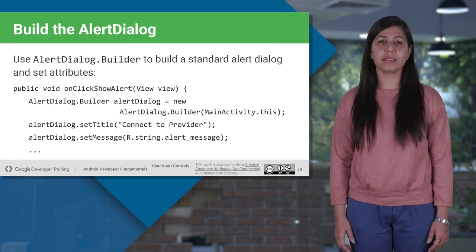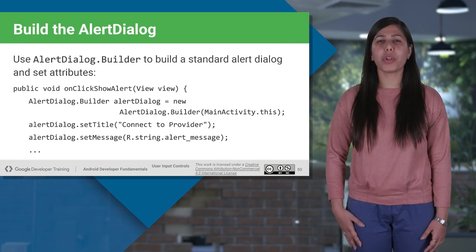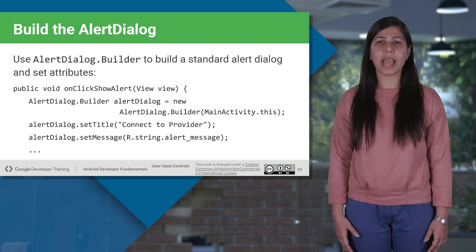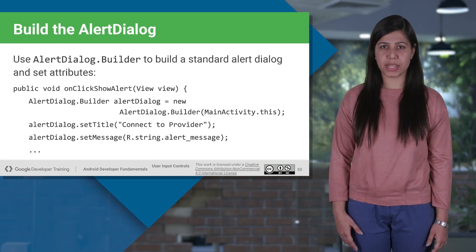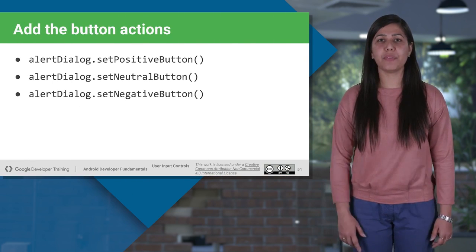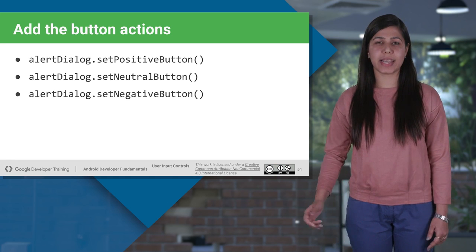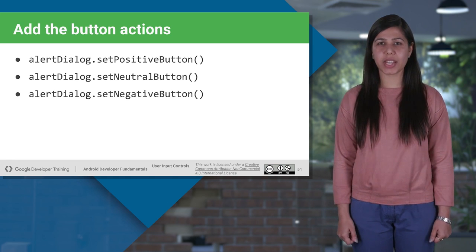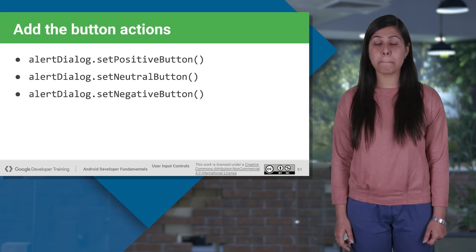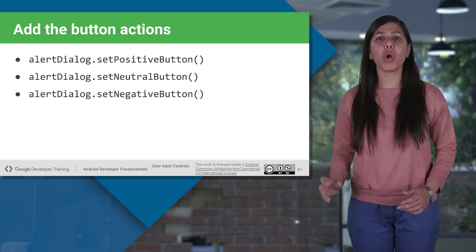Now, how to build the AlertDialog? The following creates a dialog object and sets the title and the body message. You can add only one of each button type to an AlertDialog. For example, you cannot have more than one positive button, but you can definitely set all three types of buttons in one AlertDialog.